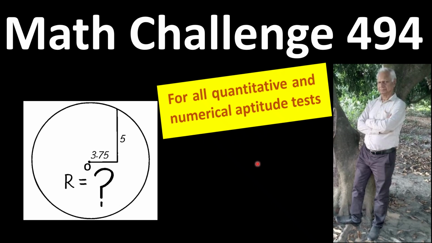So Math Challenge 494, we have to find the radius of the circle. The point O is the center, and there are two line segments, of length 3.75 and 5 units. Let us find the radius of the circle. Very easy. It will take only a few seconds.